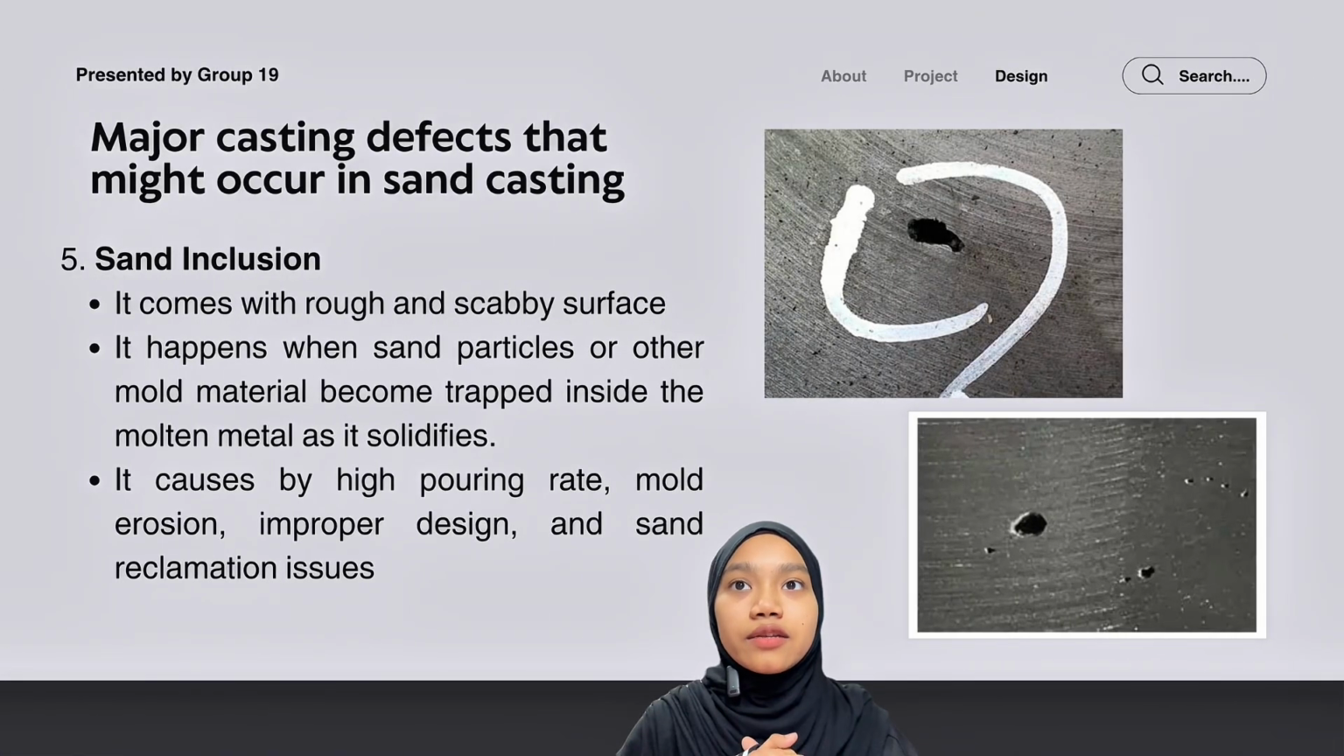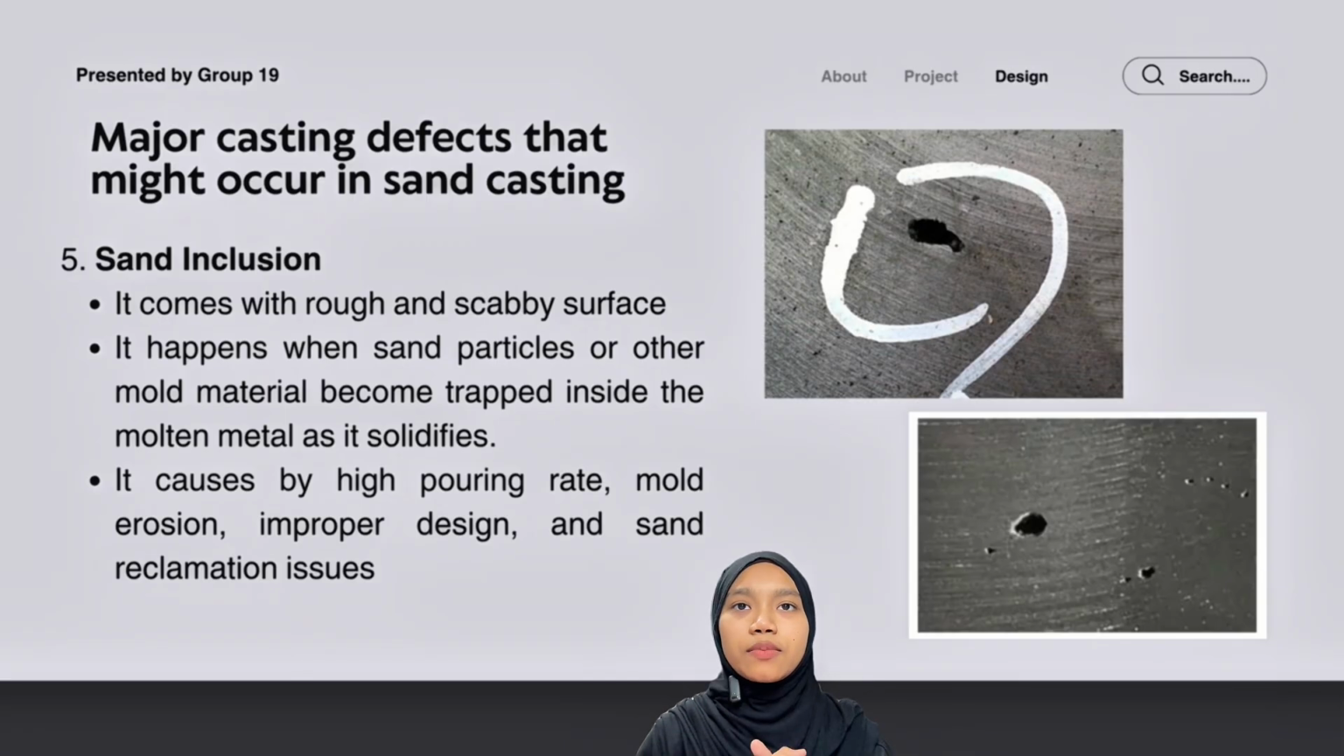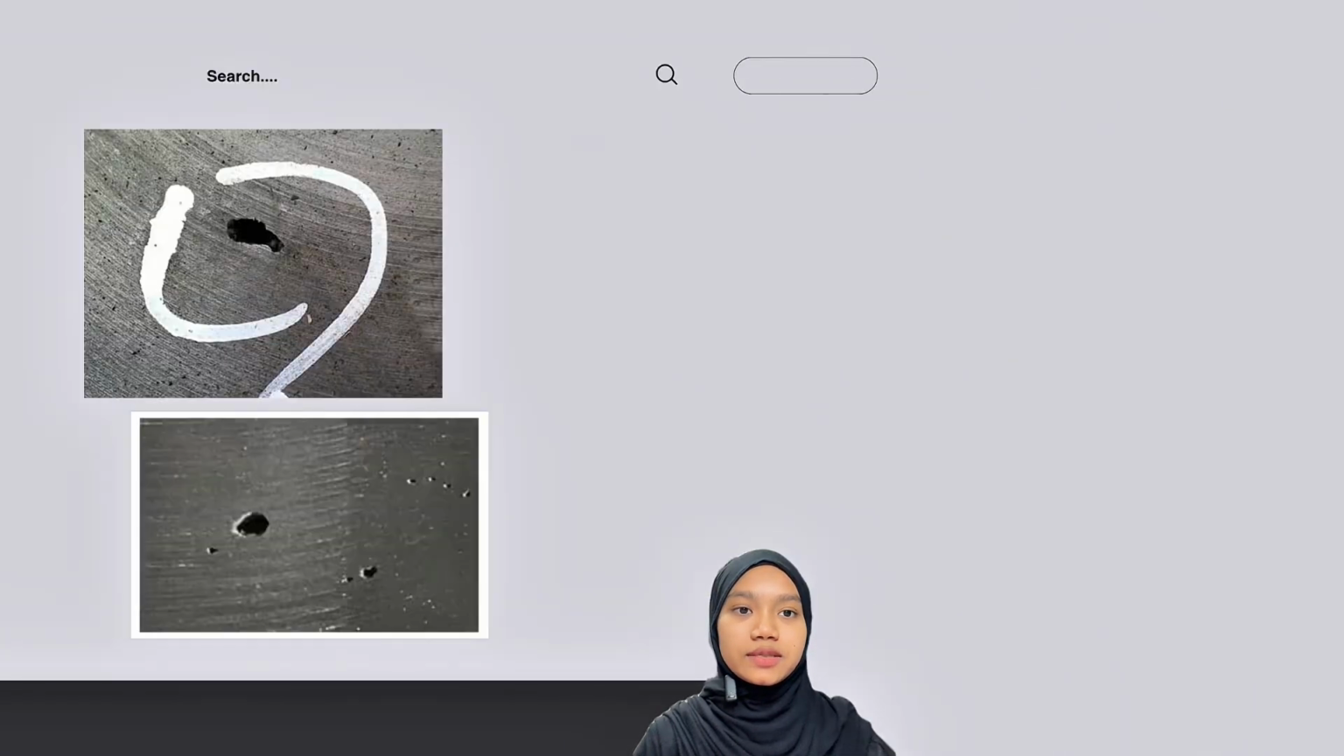The fifth one is sand inclusion. Sand inclusion comes with a rough, scabby surface. It happens when sand particles or other mold material become trapped inside the molten metal as it solidifies. It is caused by high pouring rate, mold erosion, improper design, and sand reclamation issues.